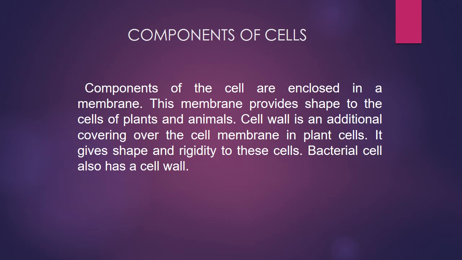Cell membrane is the outer covering of the cell in the animal cell. But in case of plant cell, because they have to bear the harsh weather conditions, they have an extra covering of cell wall. The cell wall is made up of cellulose and it provides rigidity and turgidity to the plant cell so that they can bear the harsh weather conditions.